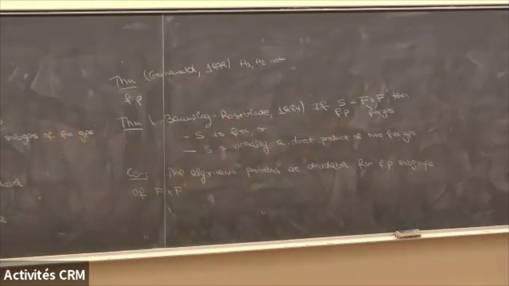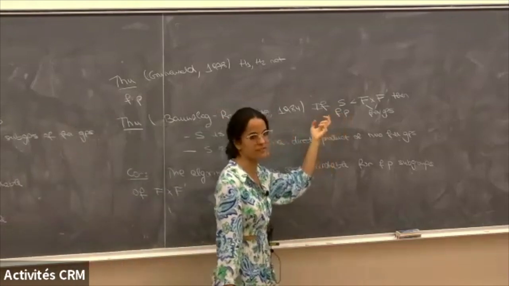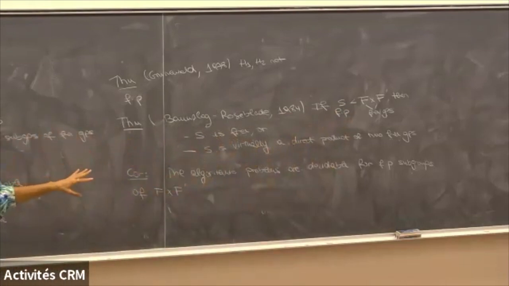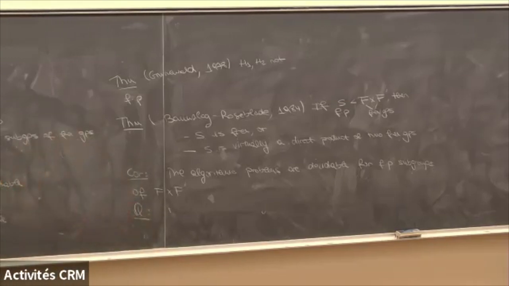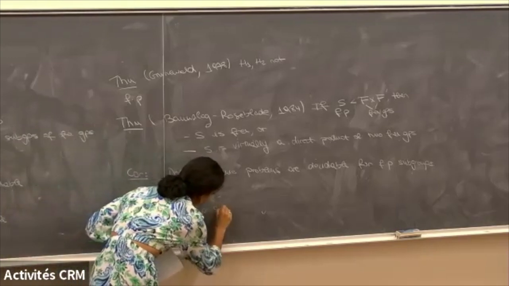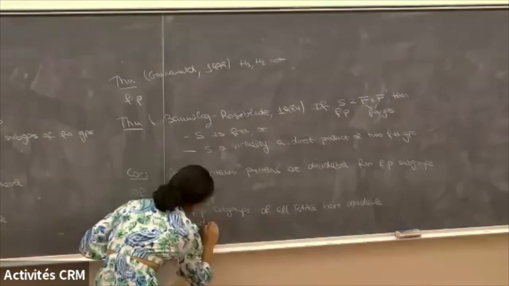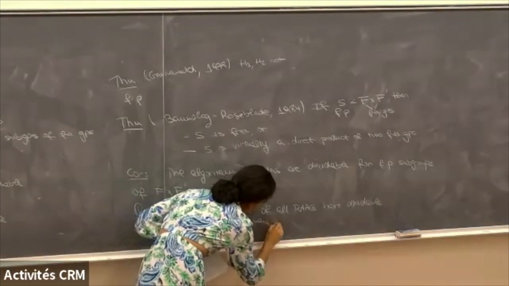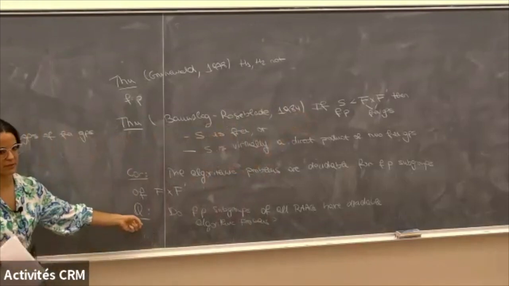And remember that our goal is to try to understand subgroups of right-angled Artin groups. So maybe one may wonder that this restriction on the finiteness condition is enough to ensure that we are safe from this point of view. So maybe one may wonder that all the finitely presented subgroups of right-angled Artin groups will have decidable algorithmic problems. So the question here is: is finite presentation enough to ensure the decidability of the algorithmic problems? Do finitely presented subgroups of all RAAGs have decidable algorithmic problems? So we know that finite presentation is enough for F times F', so for the direct product of two free groups, but is that enough for all the right-angled Artin groups?